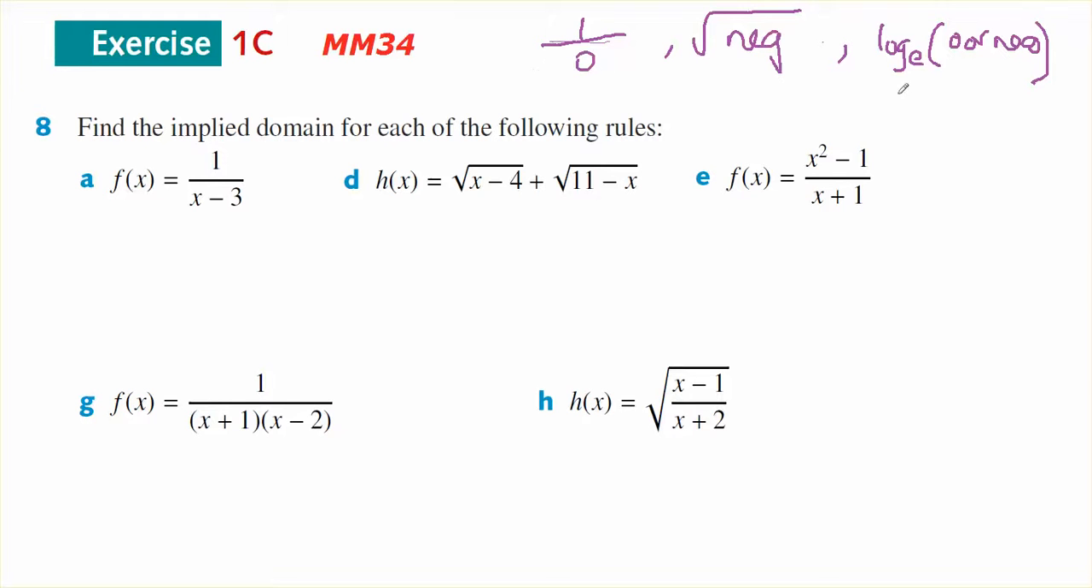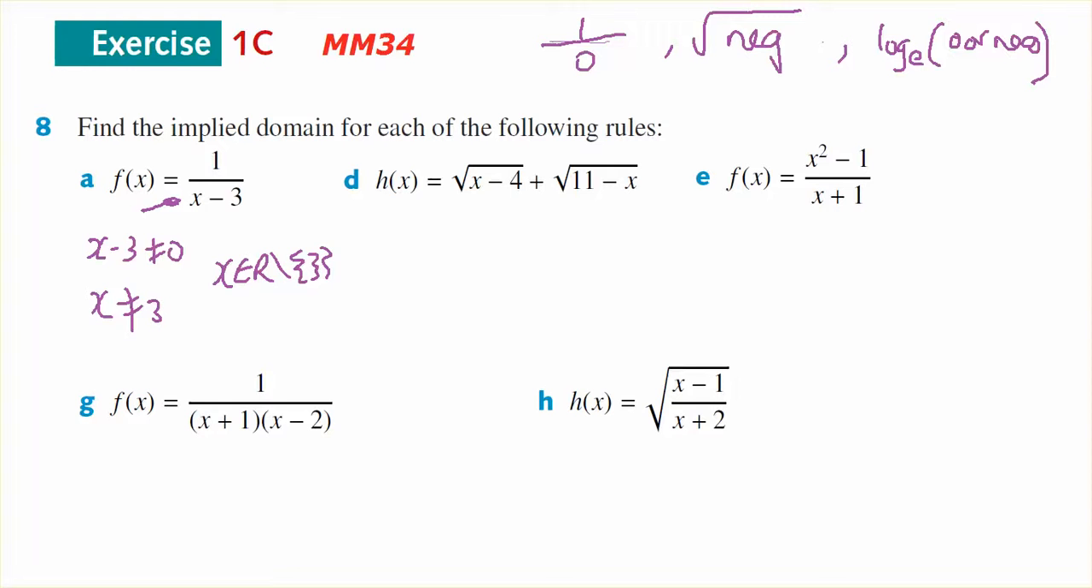these are the three situations that we can't do in mathematics. So these questions are being created because I have a denominator, therefore x minus 3 cannot equal 0 because that would have a division by 0. So x cannot equal 3, therefore my implied domain is x is an element of all real numbers except for 3.